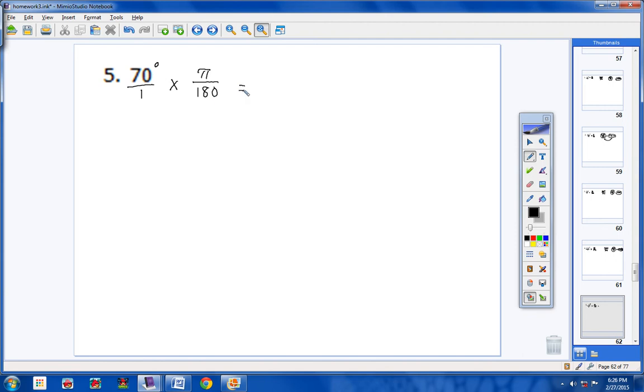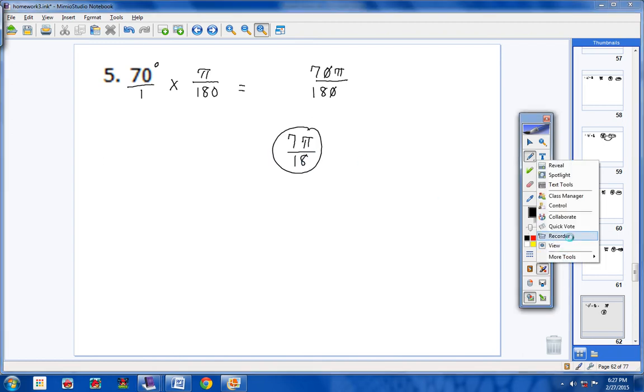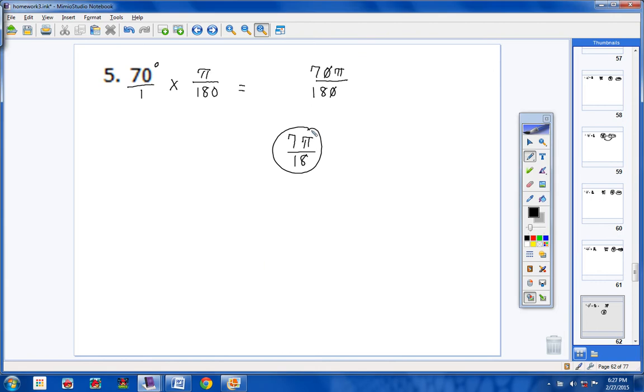And so here we go. 70 times pi is 70 pi. 1 times 180 is 180. 10 will go into both of these numbers. So you're left with 7 pi over 180. Or excuse me, 7 pi over 18. So students, this answer here is in radians, 7 pi over 18. This is radians in terms of pi.